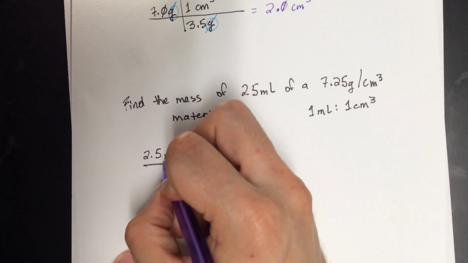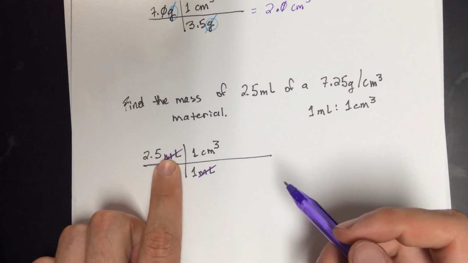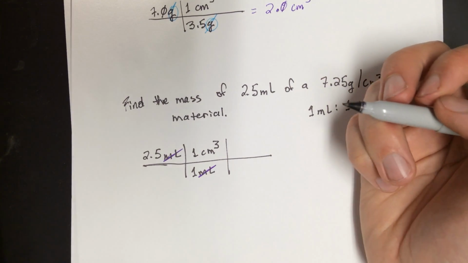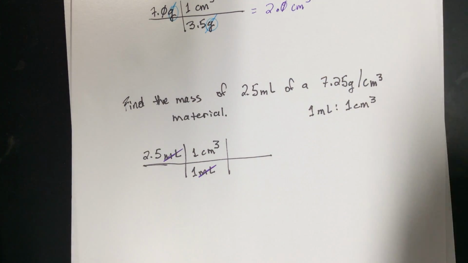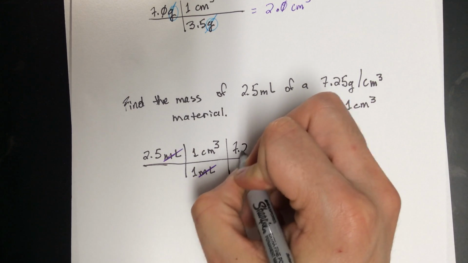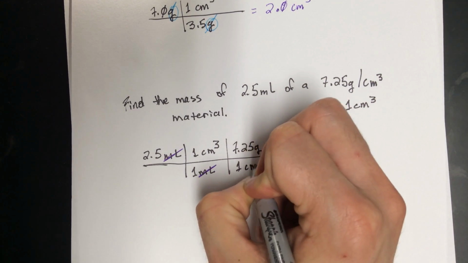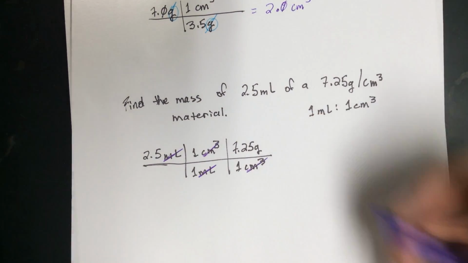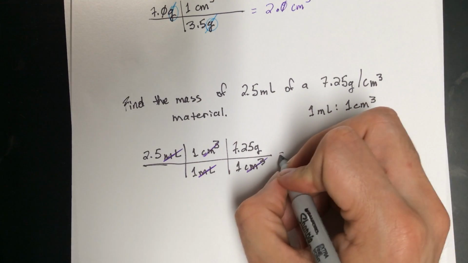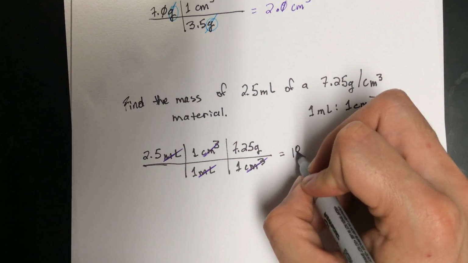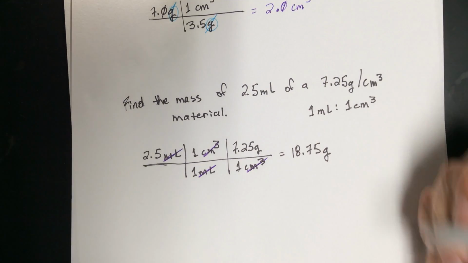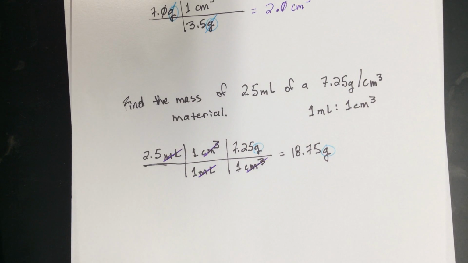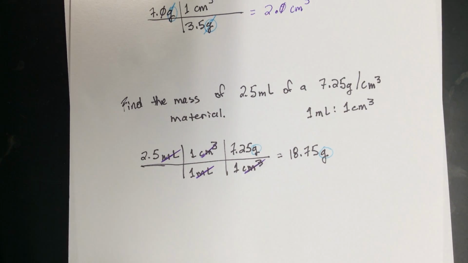By placing milliliters in the denominator, I have 1 in the numerator and 1 in the denominator, so they will cancel. And then I can use my ratio from the problem, my density ratio. And I can write 7.25 grams for every 1 centimeter cubed, and centimeters cubed will cancel out. This leaves me with 18.75 grams. Notice that grams are the only unit that didn't cancel, so they are the unit of my answer. And then I need to check my significant figures.